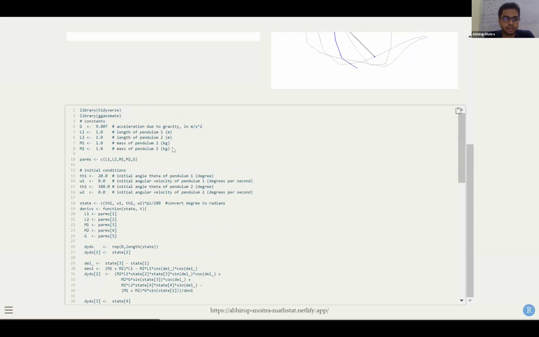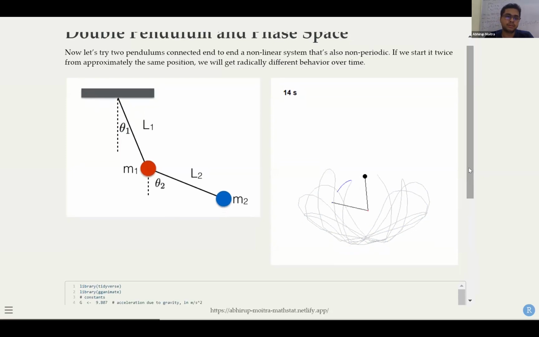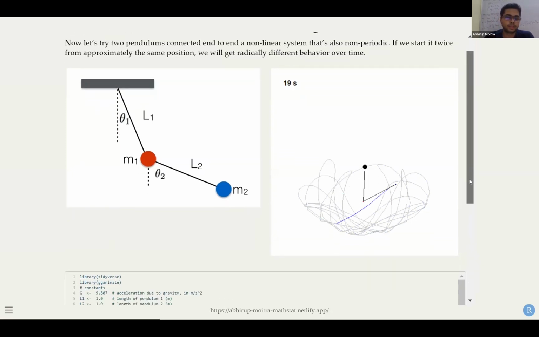These are some constants that I have taken. g is the acceleration due to gravity, in units of meters per second squared. L1 is the first pendulum length, so you can see here this is the first pendulum. M1 denotes the mass of the first pendulum, L2 is the length of the second pendulum, and M2 is the mass of the second pendulum attached to the first pendulum.